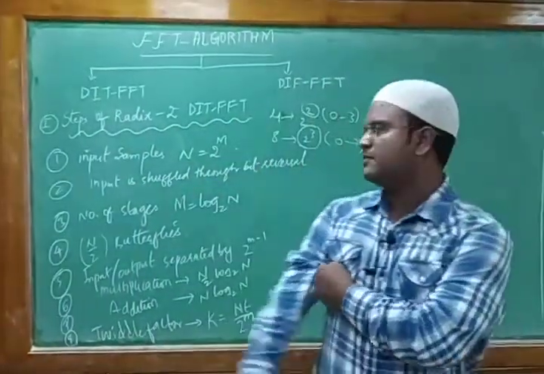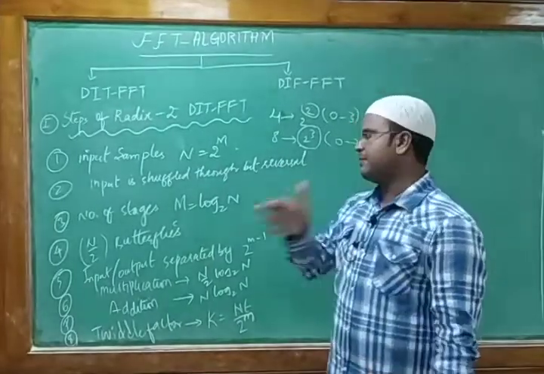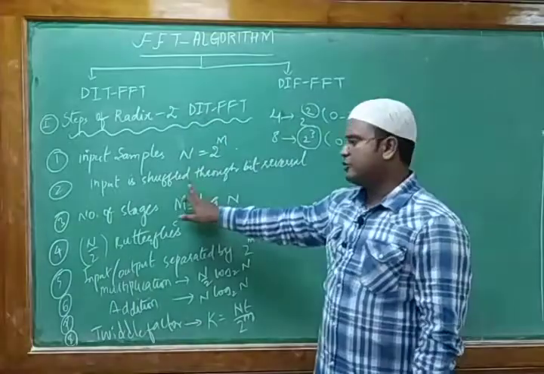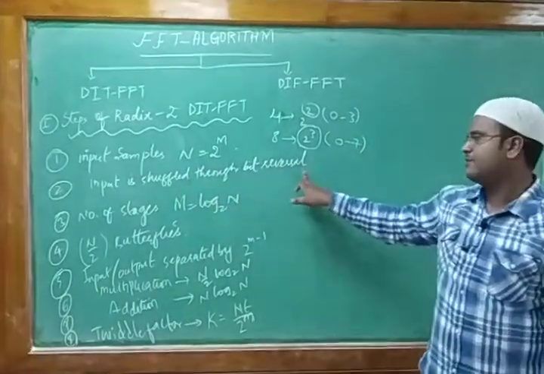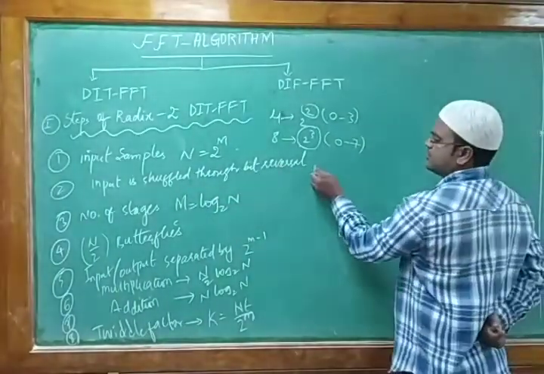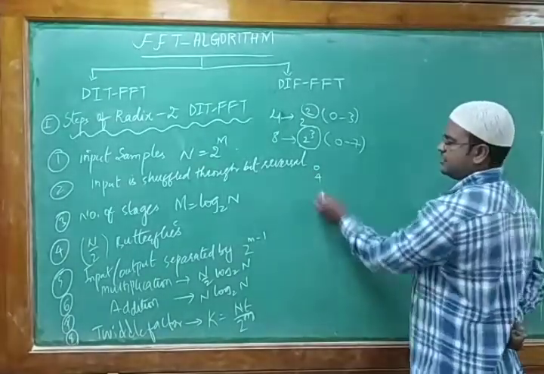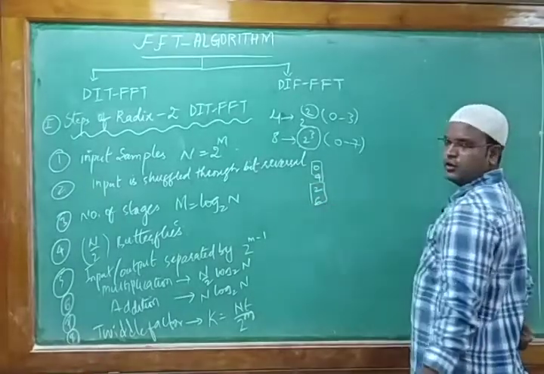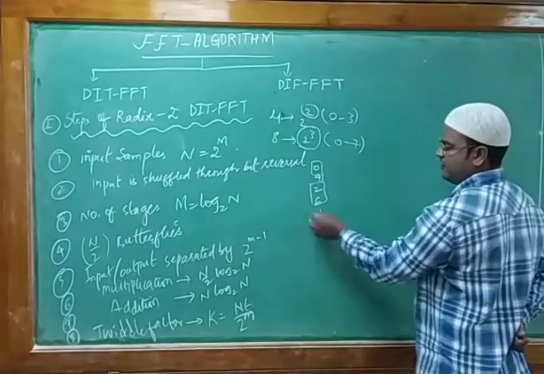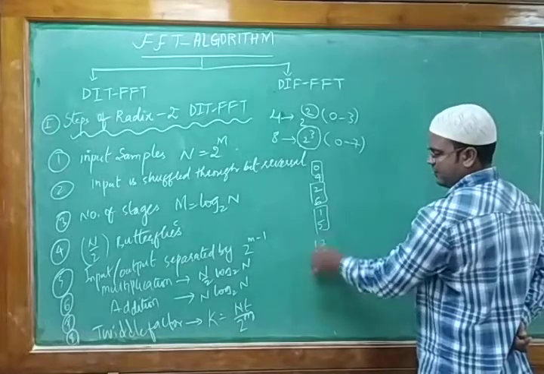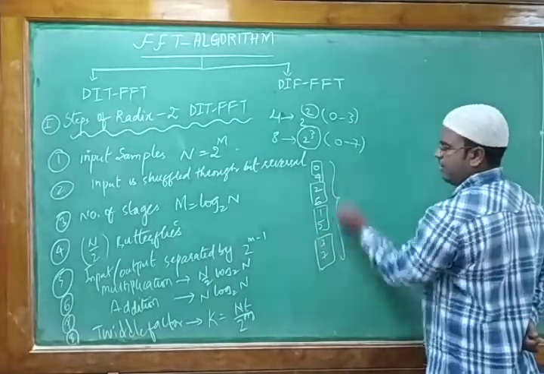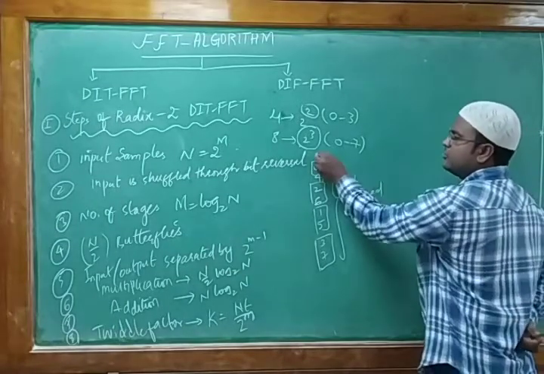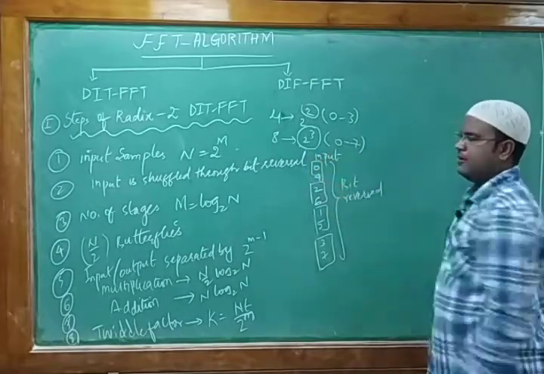Likewise, the next step is the input. When you are solving in DIT FFT, the input should be shuffled through bit reverse order. What is bit reverse order? First 0 will come, then 4. Next is 2, then 6. The difference of each consecutive stage is 2. Likewise, we have 1 with 5, next is 3 with 7. So these are called bit reversal or bit reverse order. This is therefore the input stage in DIT FFT.